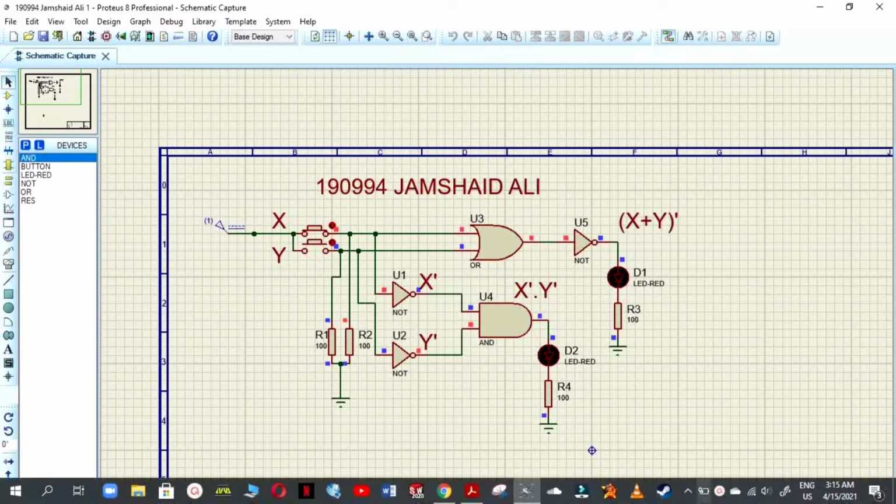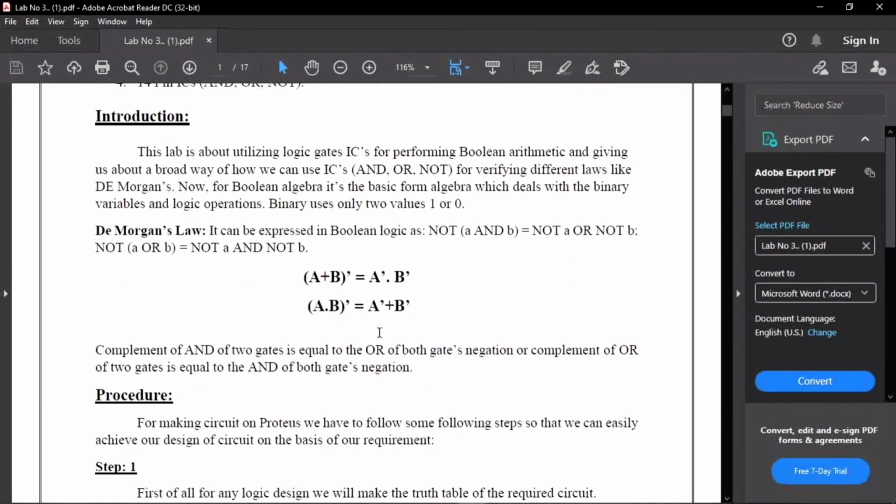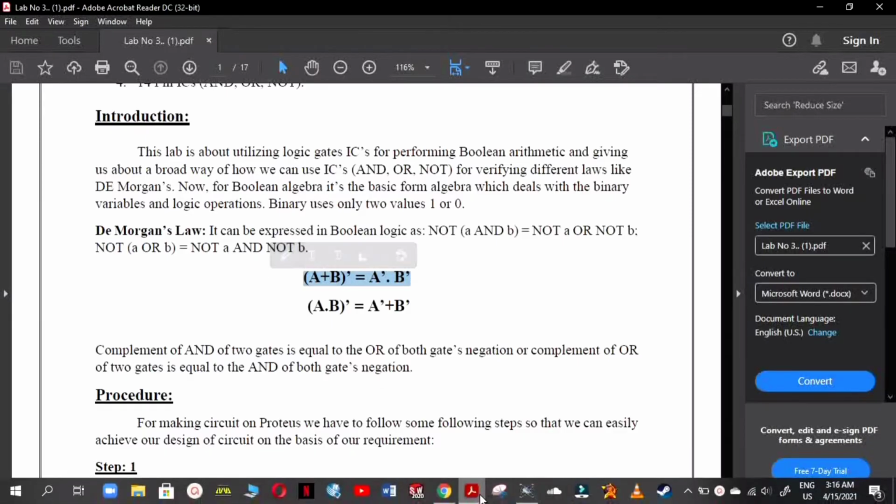Today we are going to discuss the Proteus circuit of our Boolean expressions which are given in lab 3. So first of all I am going to show you the Boolean expression of De Morgan's law, which are these. In this equation we have two inputs, and the complement of the sum of the inputs is equal to the product of their complements. We can prove this equation by Proteus circuit.